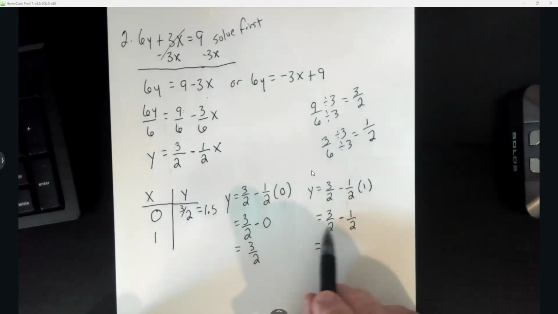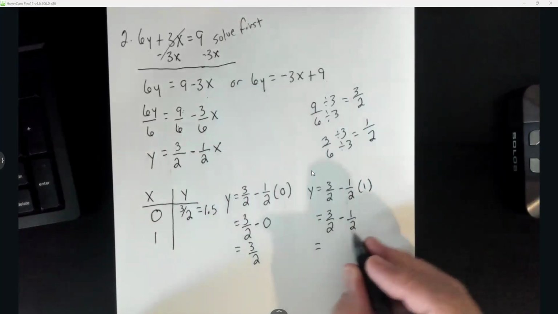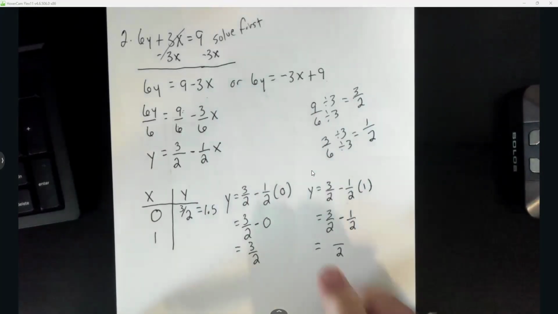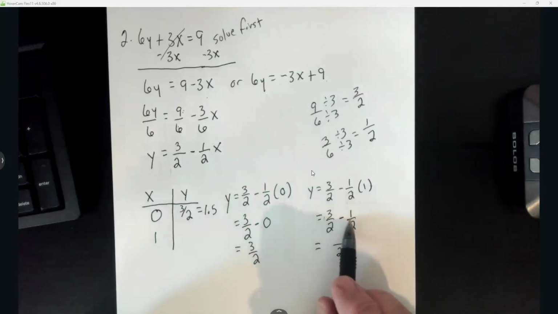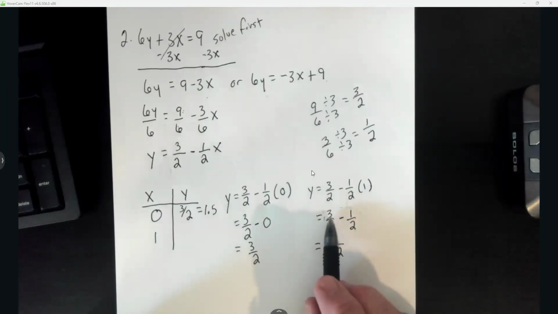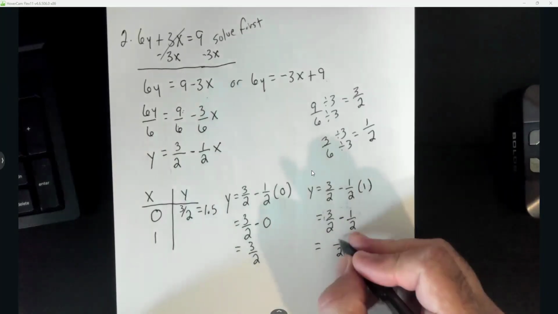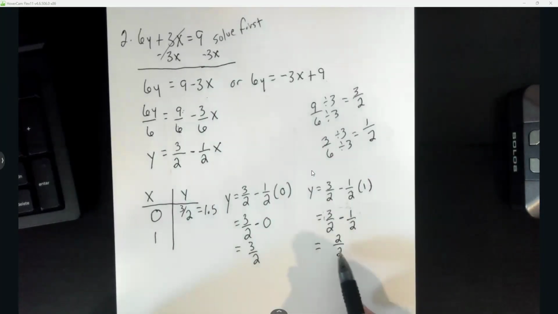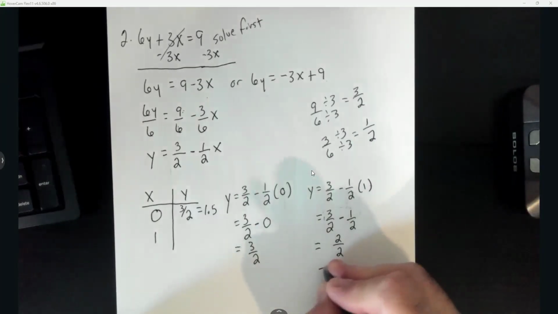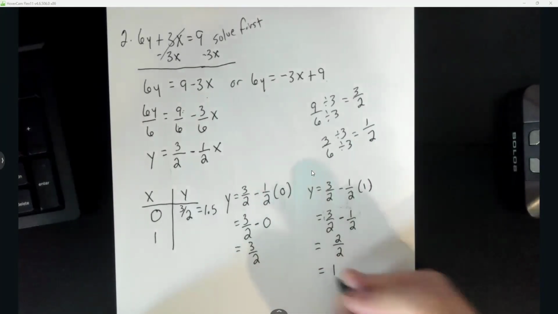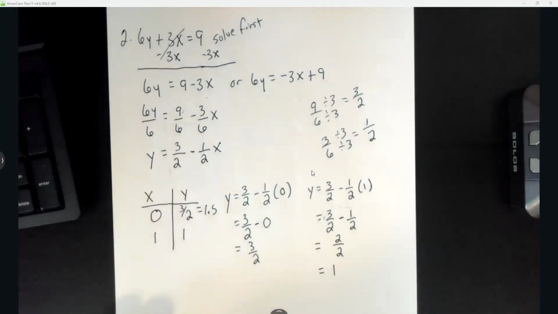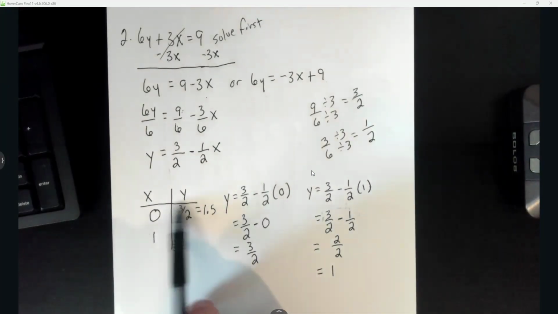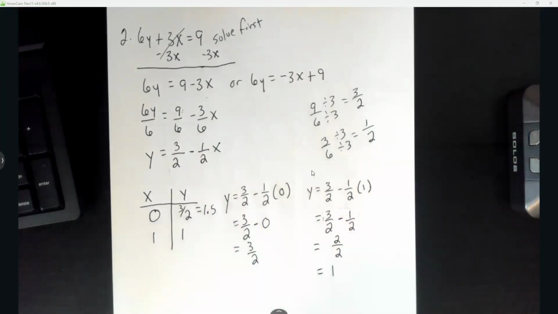Now, subtracting fractions, they got a common denominator. That common denominator stays on the bottom. All the adding and subtracting gets done on top. So I got 3 minus 1, which will give me a 2. And y'all look at that, 2 divided by 2 gives me a final answer of 1. So when x is 1, y will be 1. So y'all, let me show you how you would graph these on the math lab, okay?